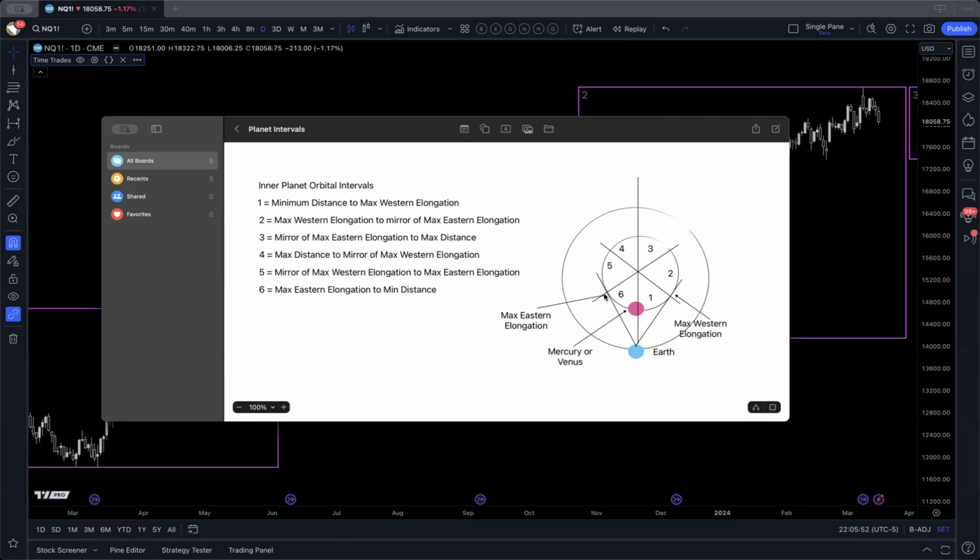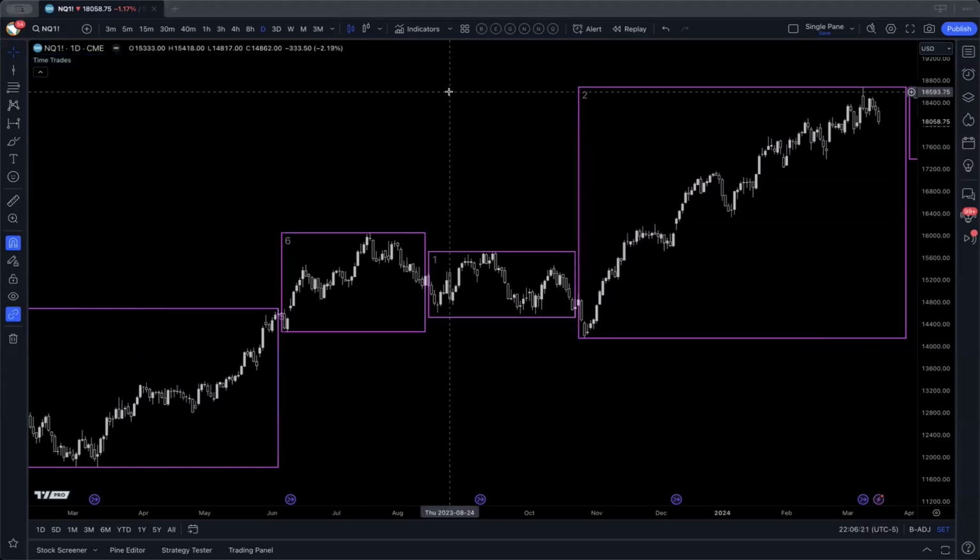That continues until we hit maximum eastern elongation. This is, again, the point where the separation between Venus and the Sun reaches its maximum relative to Earth. And then we complete a cycle with interval 6 as Venus approaches another conjunction with the Sun, another inferior conjunction. So the whole process takes a little bit over 2 years.